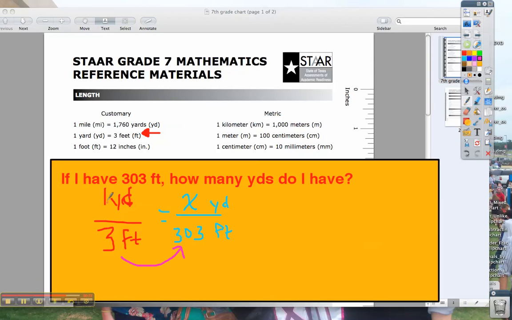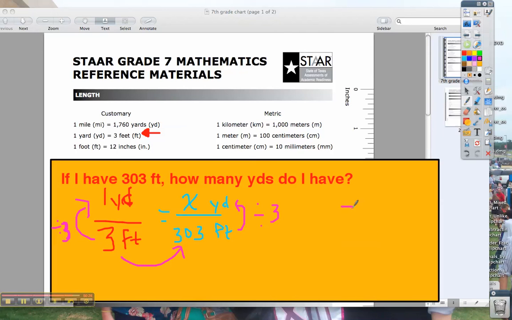If you don't want to do that, though, you can also look at your scale factor that goes up and down instead of side to side. What do I do to 3 to get it up to 1? Because since my variable is up here on this side, I need to see what do I do to 303 to get it up to x. Well, I know to get 3 to 1, I divide by 3. So this one was an easier one to see. Everyone should be able to see that 3 divided by 3 is 1. So over here I would divide by 3 as well.